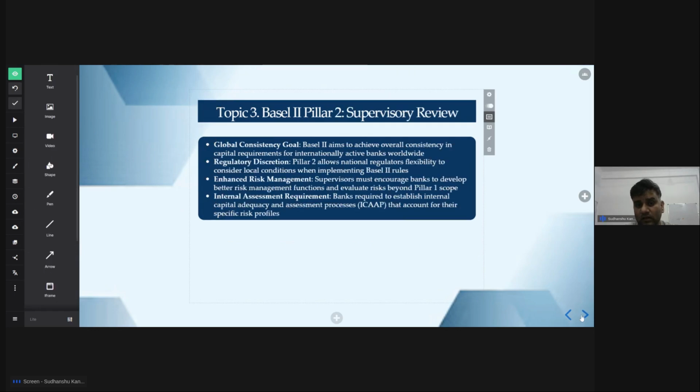Okay. Moving on, the next one is the understanding of the Basel II Pillar 2 supervisory review. See, ultimately, the objective was what? The objective was the global consistency goal.